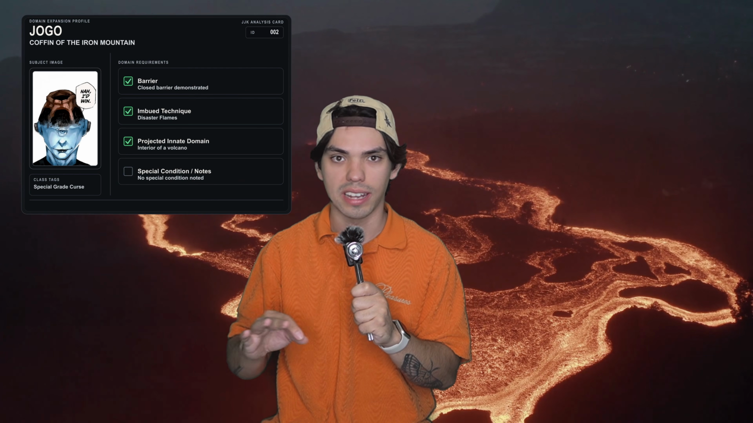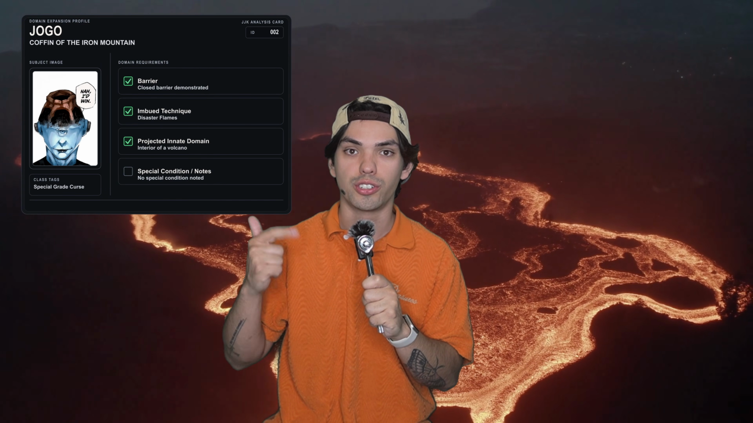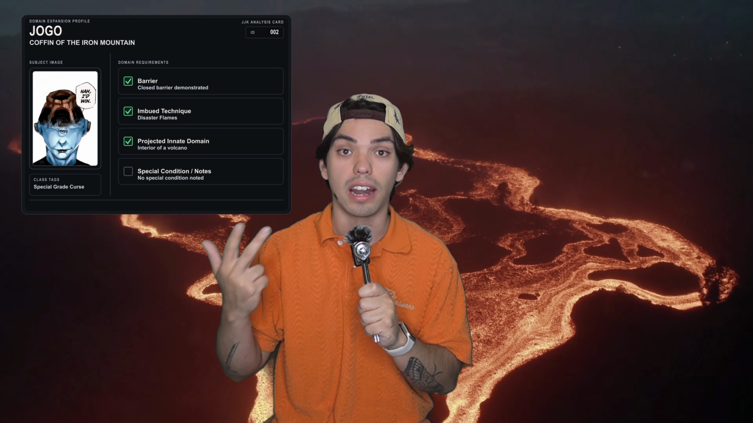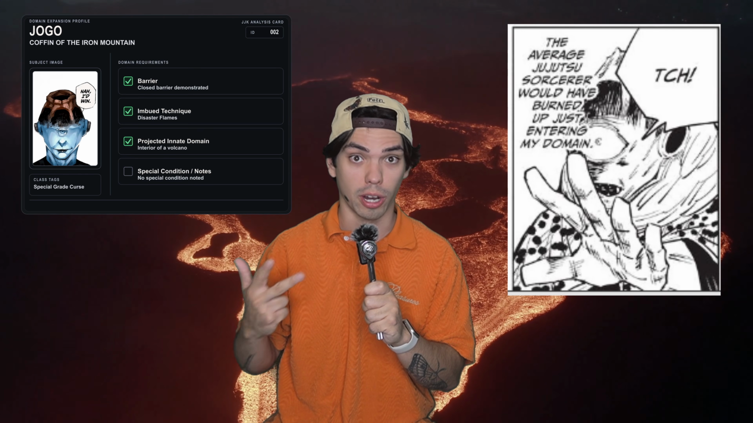Moving on to Jogo's Coffin of the Iron Mountain. This is one of the cleanest conventional domains in the series. It has a closed barrier, Jogo's volcanic technique imbued into the domain, and an environment so hot that an average sorcerer would burn up just being inside.